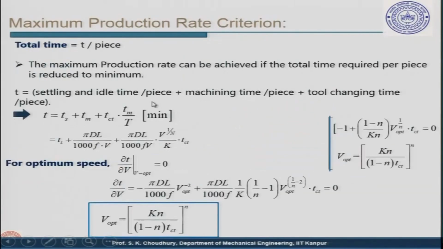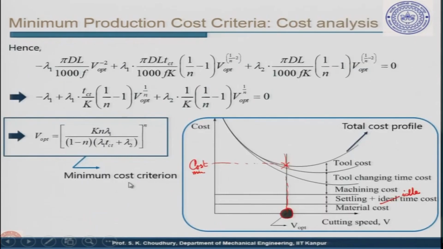And once again I am telling you that for the simplification of the analysis, we have taken only the cutting speed. For example, in this case, let us say minimum production cost criteria, we could have kept this F, okay, and V is constant in that case. So, instead of V optimum, it would have been F optimum, and find out what is the value of the F optimum, right.